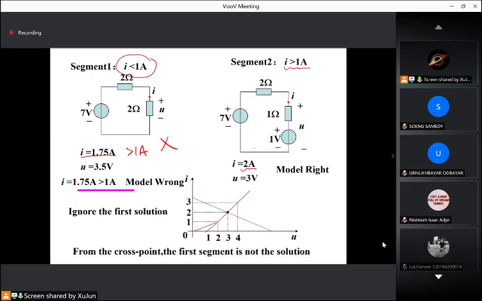Sometimes there will be only one solution, but sometimes there may be several solutions. For example, for this circuit, and this part, there will be 3 solutions. So every solution is right. But for the previous circuit, the first solution is wrong.